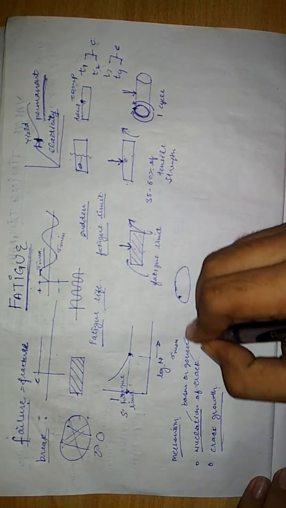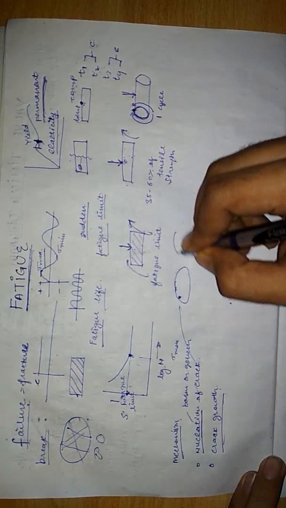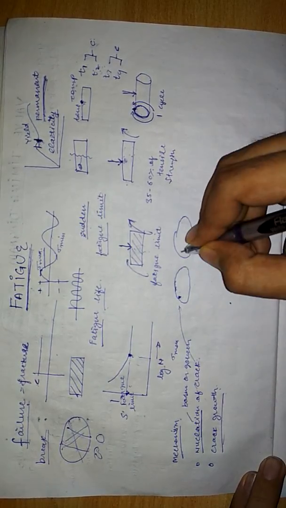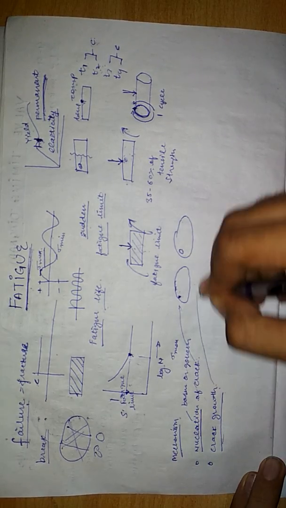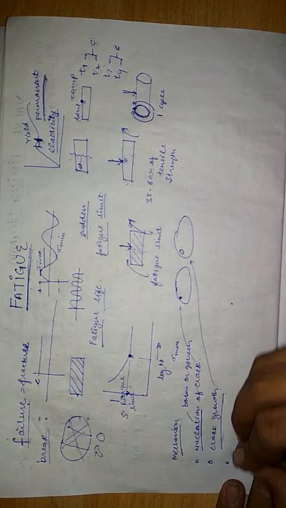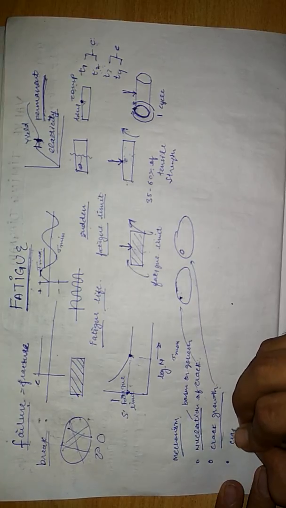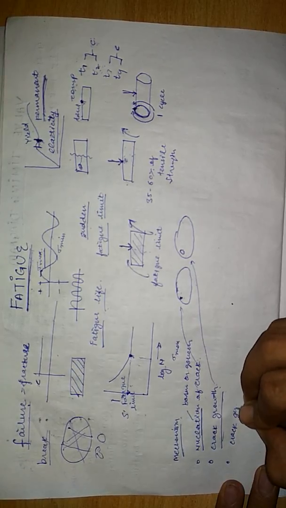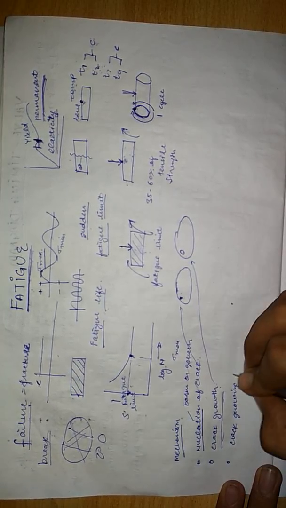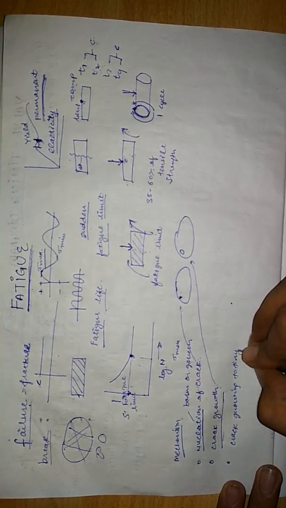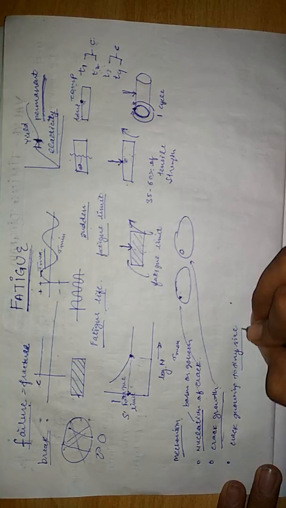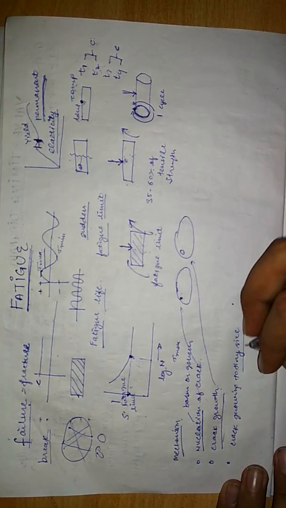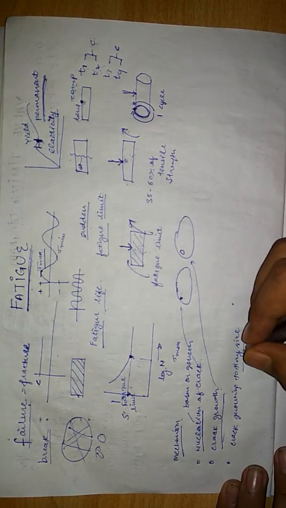So this is nucleation of crack. In crack growth, this same crack becomes somewhat larger in size. So this is crack growth. After that, we have crack growing to tiny size. Tiny size means now the size is visible to the naked eye, or is visible if watched carefully.